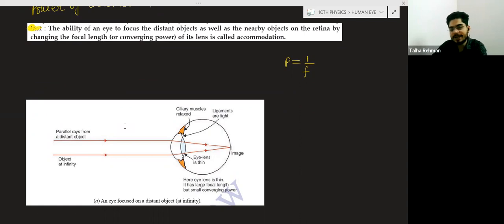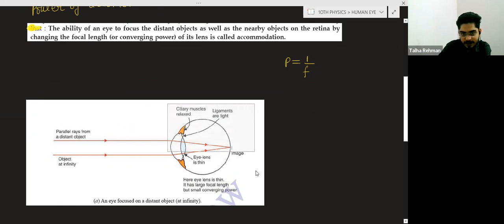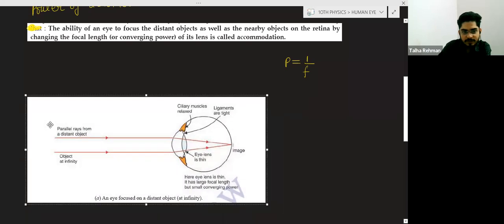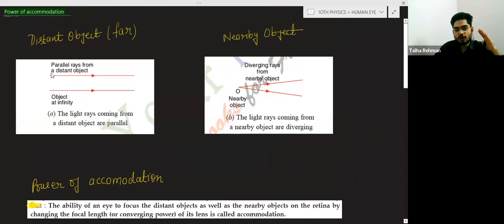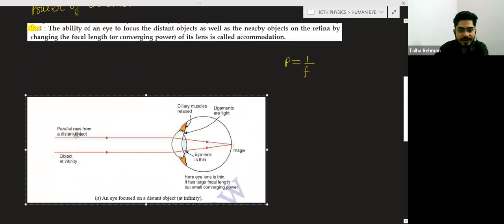So see the mechanism, how we see the far objects and how we see the nearby object. So here is one object which is far. Here are these light rays. This is our eye, and somewhere here is an object which is far from this eye, and I have told you light rays from the far object are parallel. So light rays are parallel, these light rays are coming from the far object.